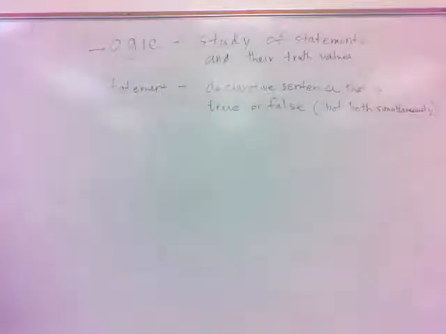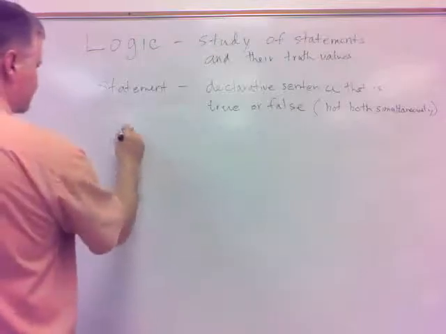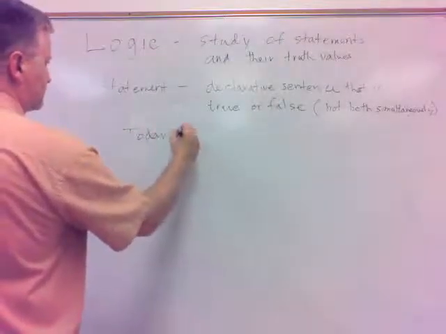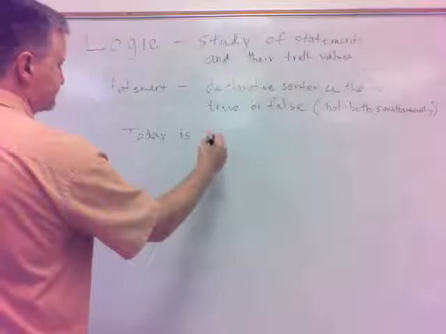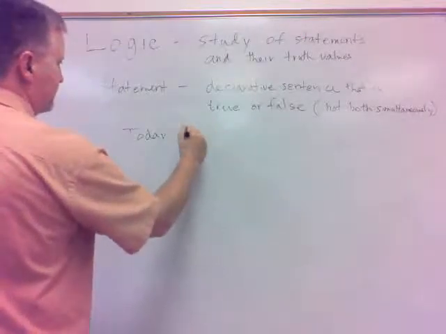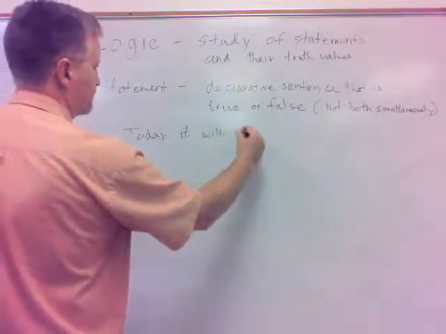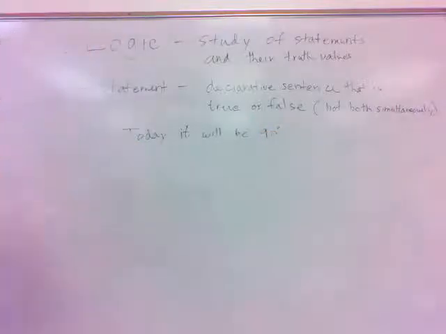For example, the statement, today it will be 90 degrees. Well, maybe false today, maybe true today. It depends on the day. That's what we're saying. It can be one, it can be the other. It just won't be both simultaneously. There will never be a day where it's both 90 and not 90. So that's what we're getting at.